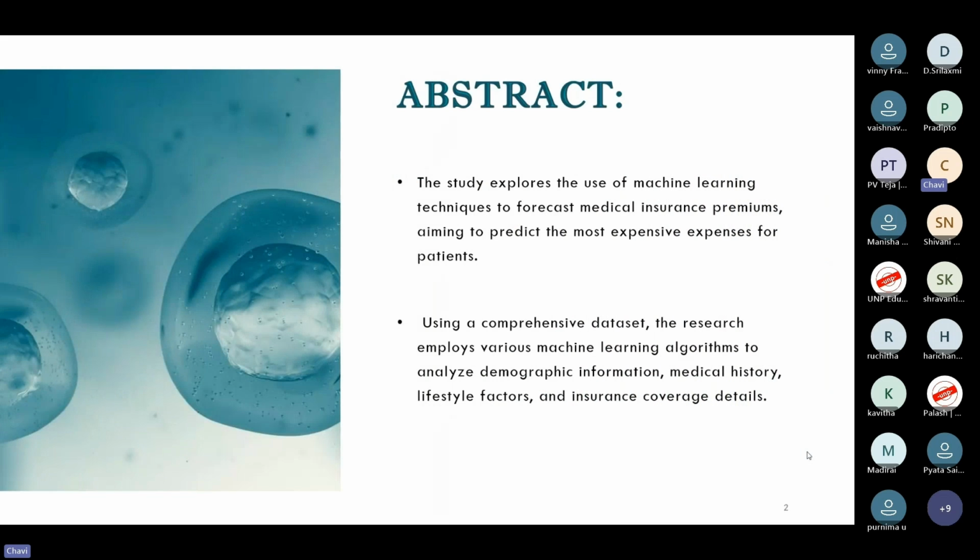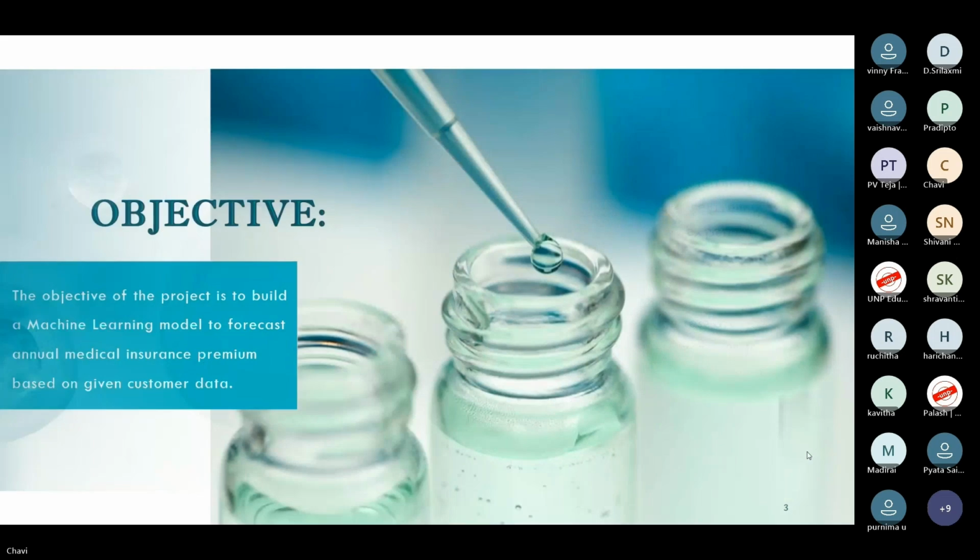Abstract of our project is: the study emphasizes the growing need for effective predictive models in the healthcare industry to anticipate medical insurance costs due to rising expenses and complexities. It focuses on using machine learning techniques to forecast insurance premiums, helping patients estimate their medical expenses and claims. Objective: the objective of the project is to build a machine learning model to forecast annual medical insurance premium based on given customer data.